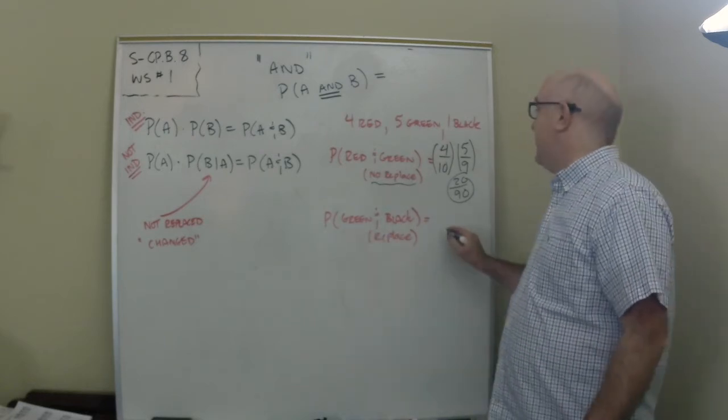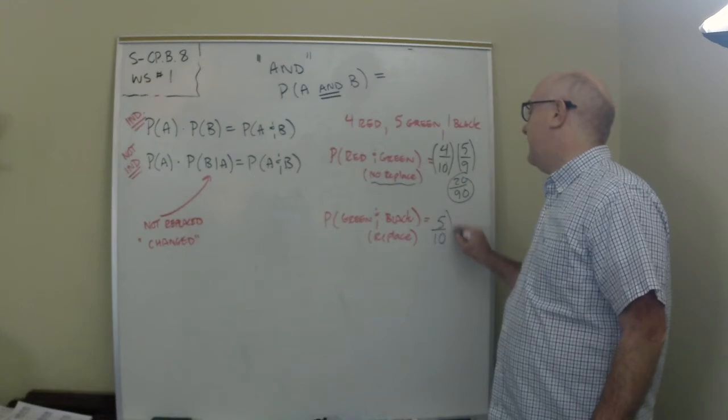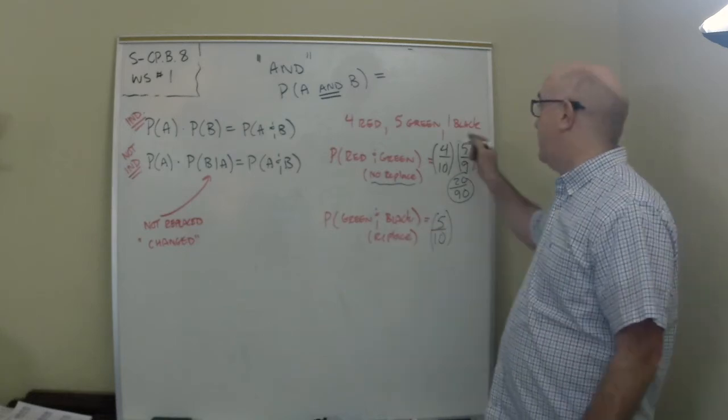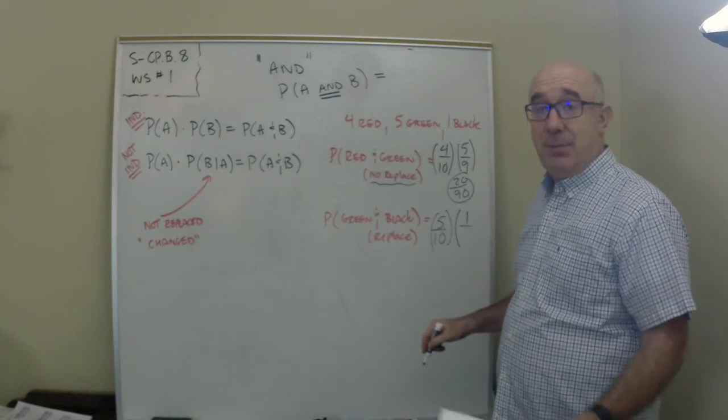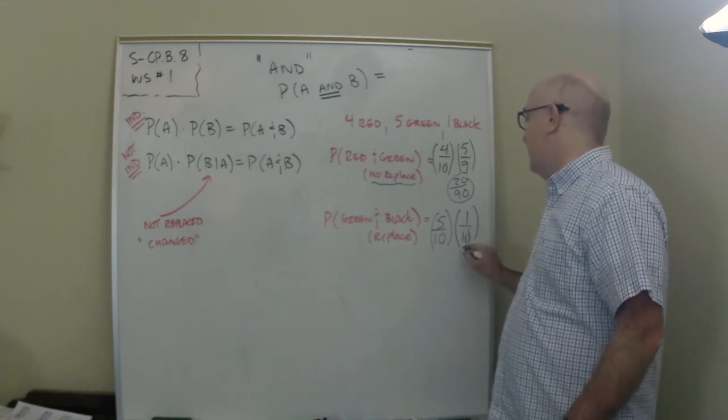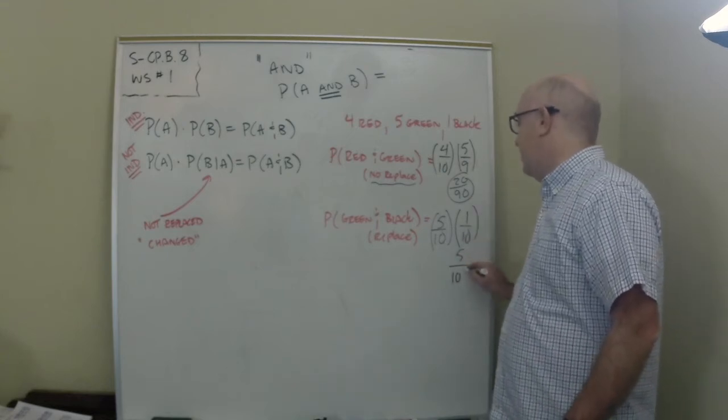Here I want a green, that's 5 out of 10 first, and then a black, which is 1 out of, but it says to replace the marble, so out of 10. This would be 5 out of 100.